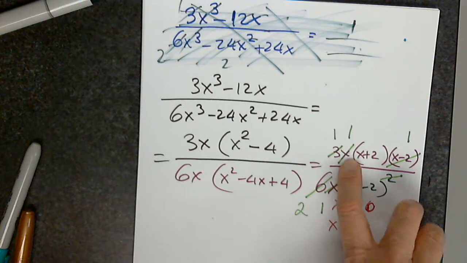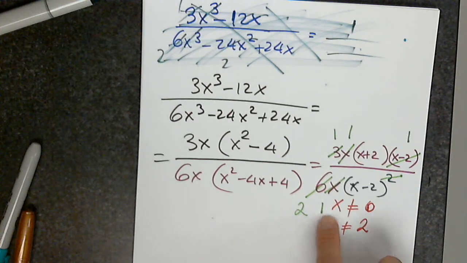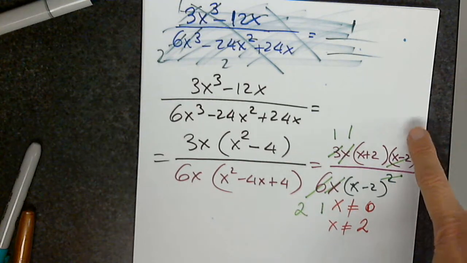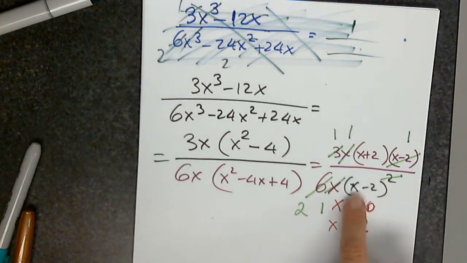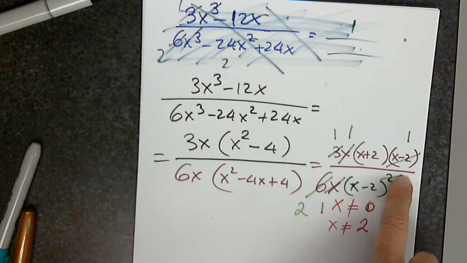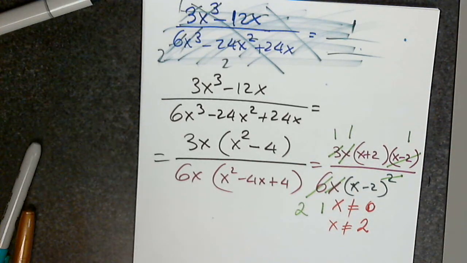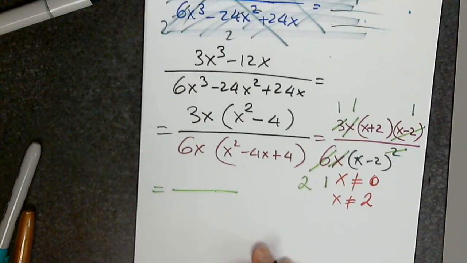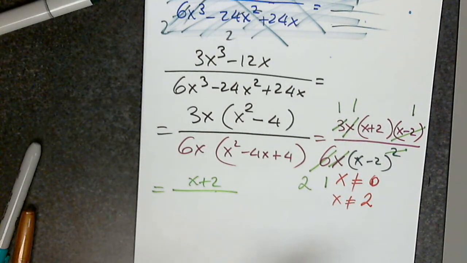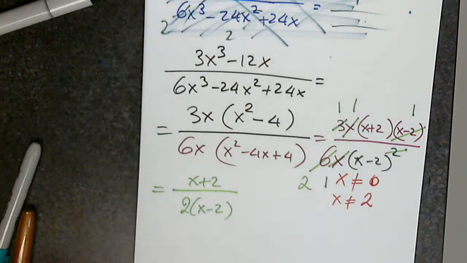X is divided by x and I get 1. And x is divided by x and I get 1. Then x minus 2 is divided by x minus 2 and I get 1. And x minus 2 squared divided by x minus 2, I cross out just the power. I take away 1 from here and 1 from here. What is left from the top? Very good. What is left from the denominator? 2 times x minus 2.